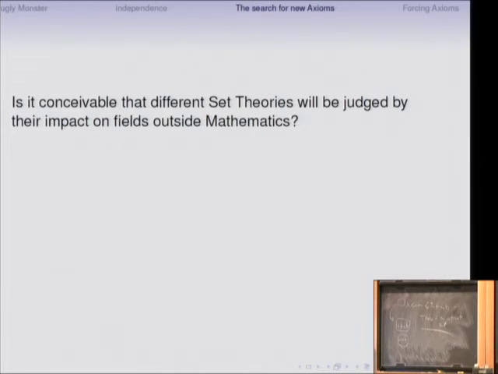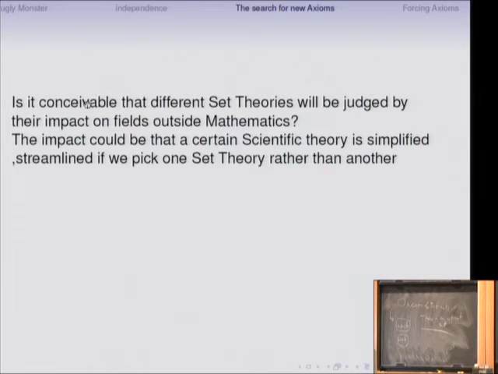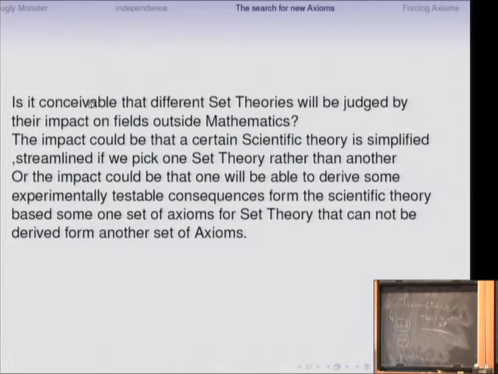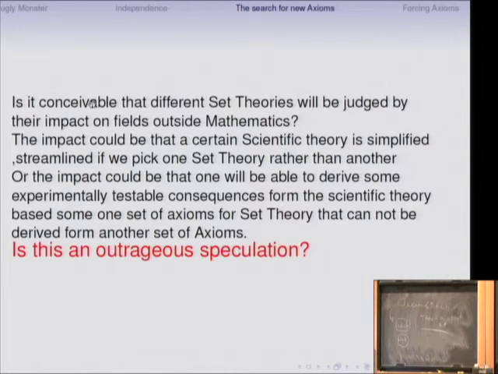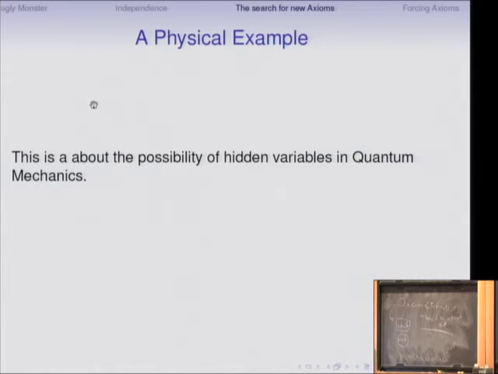But there are things which indicate that it's not completely outrageous. It could be that a certain scientific theory, if you embed the mathematical structure inside one set theory, is simplified. It prefers one set theory over another. The impact could be that one could derive some experimentally testable consequence that you cannot derive from another set theory. Is that completely outrageous? I don't have an example, of course, but let me give you something which touches on that possibility, a physical example.